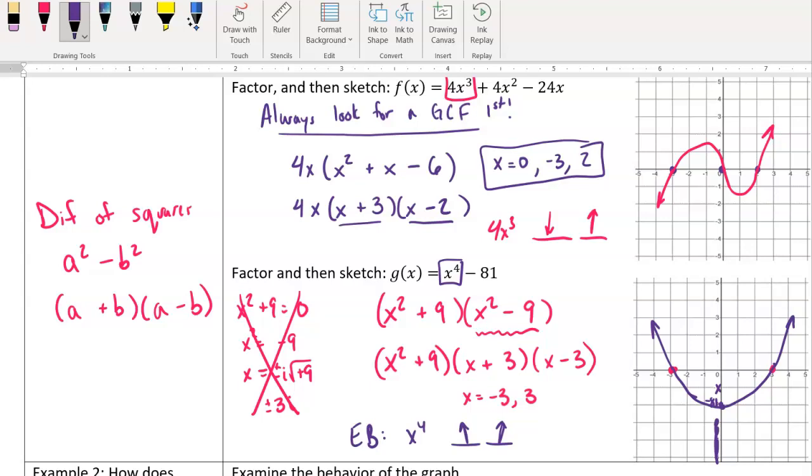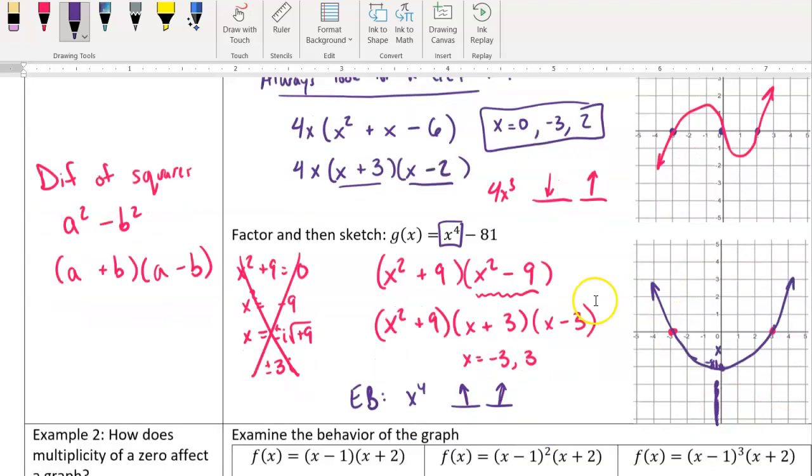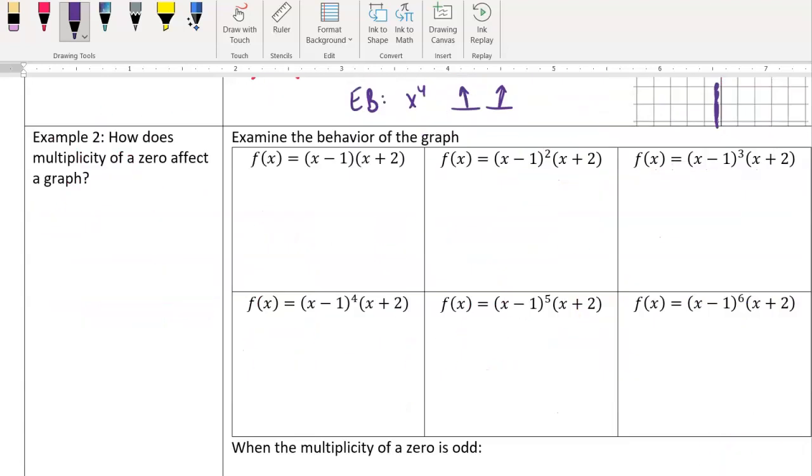All right, but that's how we can use the x-intercepts to sketch a graph. But we want to be more specific. So let's look at the next part of our notes. All right, so this is talking about multiplicity. Look over here on the left. It says, how does multiplicity of a zero affect a graph?